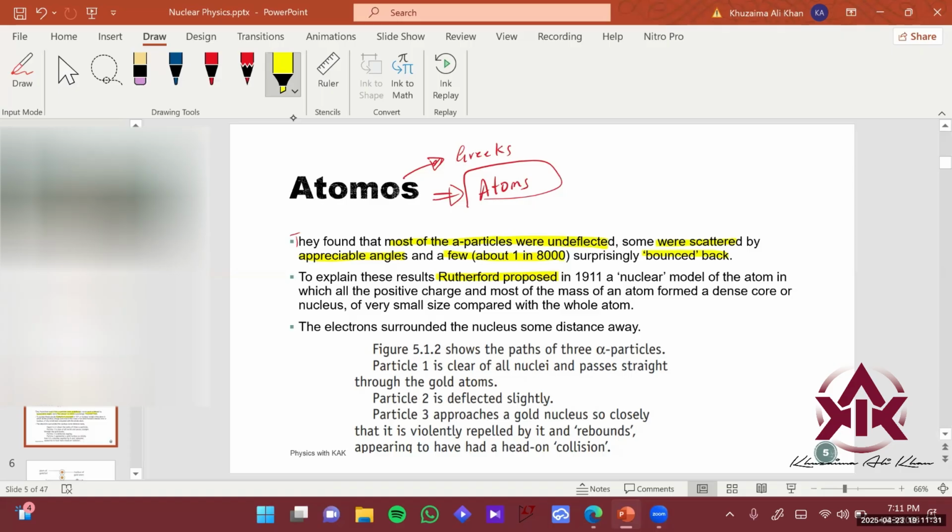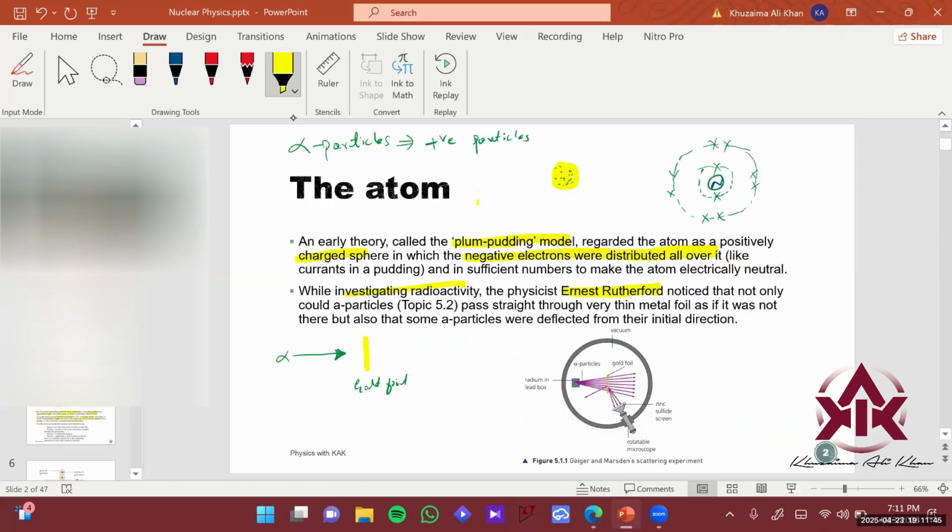So he developed a nuclear model of the atom, in which all the positive charge and most of the mass of an atom formed a dense core, the nucleus, a very small size compared with the whole atom, right? So if you recall, this particular structure is getting formed here, right? This one. So you're going from here till here, right? This experiment made us realize that the actual form of atom is not a plum pudding, right? It's on the right hand side.